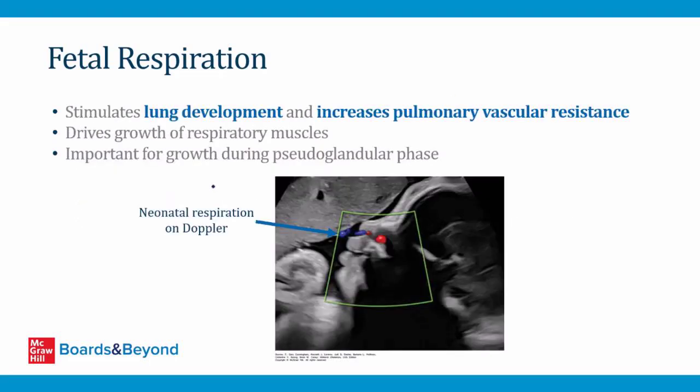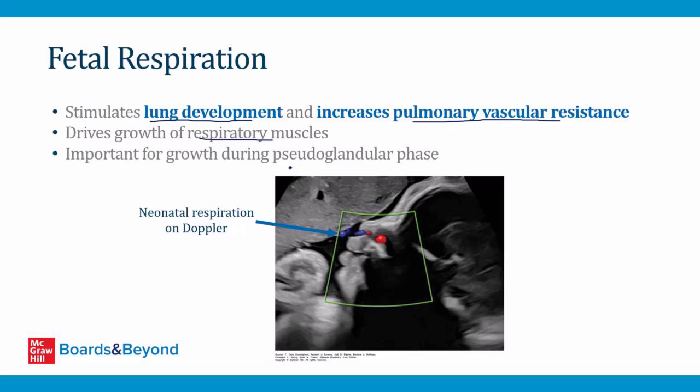So fetal respiration has two important effects you should know about. One, we sort of already touched on. It stimulates lung development, that movement of fluid into and out of the lungs. It also increases pulmonary vascular resistance by pulling fluid into the lungs. And in utero, pulmonary vascular resistance is very high, and we'll talk more about this at the end of this video. In addition, fetal respiration drives growth of respiratory muscles so that the baby can breathe after it's born.